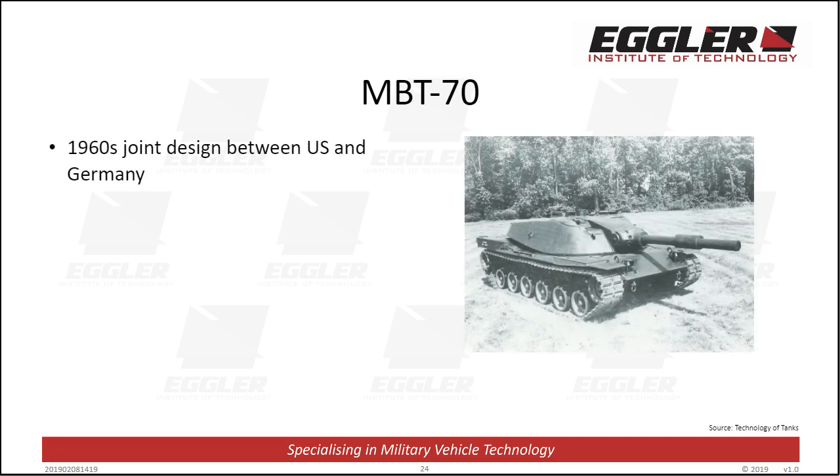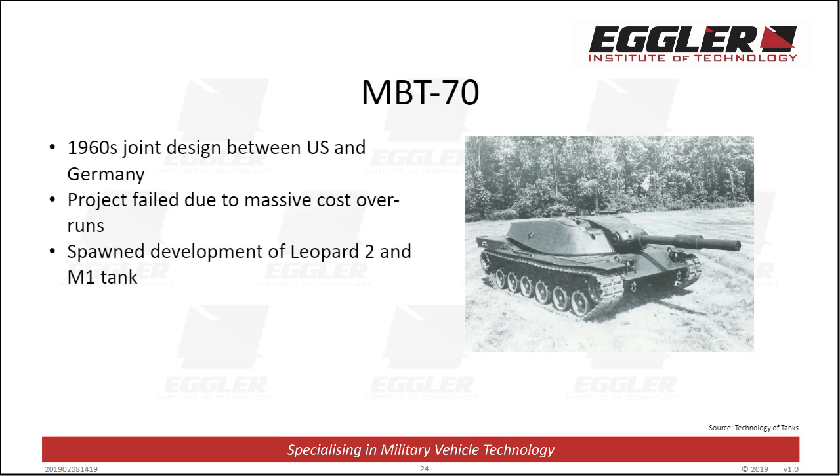The MBT-70 tank represents one of the more interesting designs developed as a collaborative project between the US and Germany in the 1960s. The MBT-70 project was finally cancelled in 1971 due to massive financial overruns. However, the project is notable because it led to the development of the German Leopard 2 tank and the US M1 Abrams tank. Like the T-72 Russian tank, the MBT-70 used an ammunition autoloader, which resulted in a crew reduction to 3 and minimized the overall vehicle weight to 50 tons.